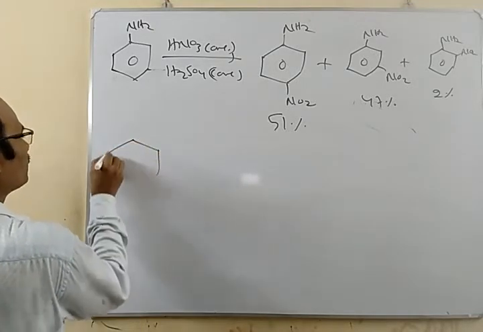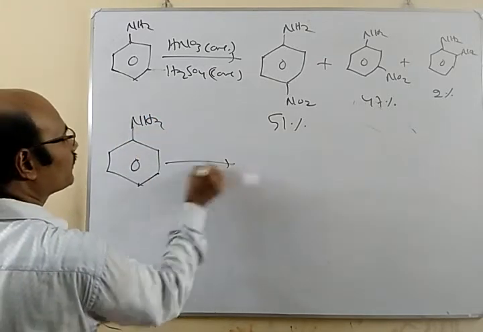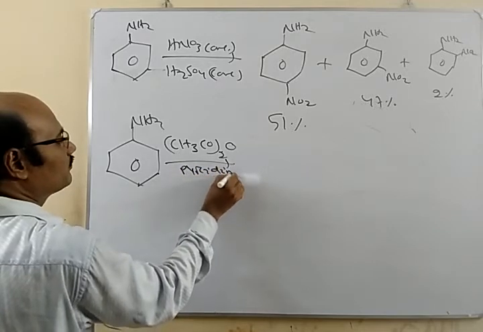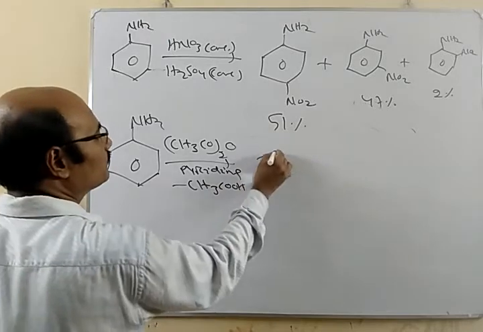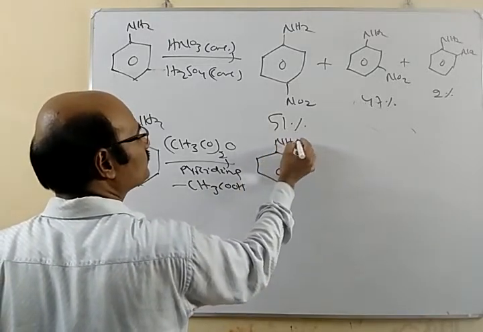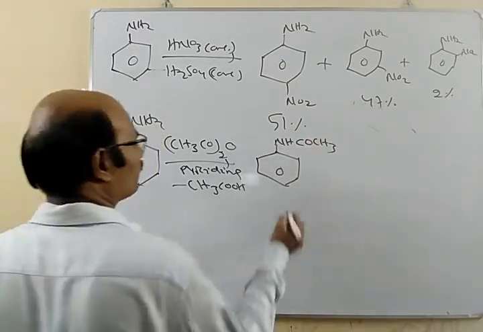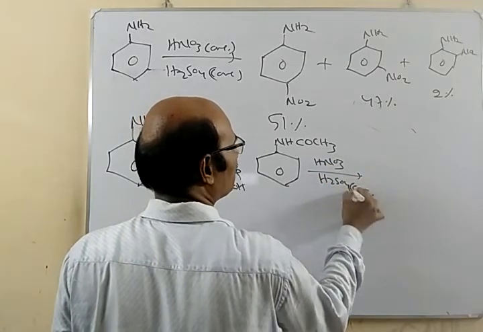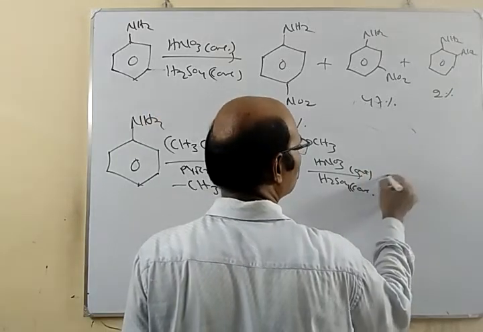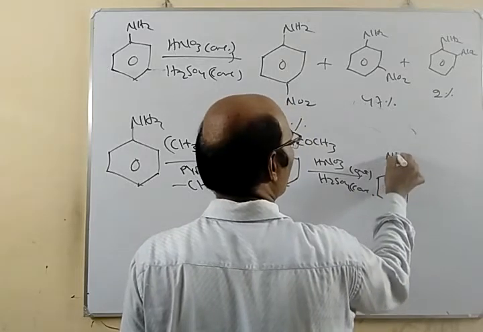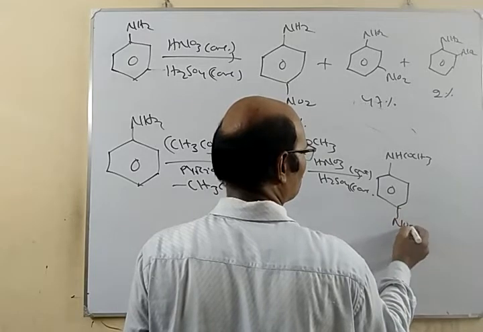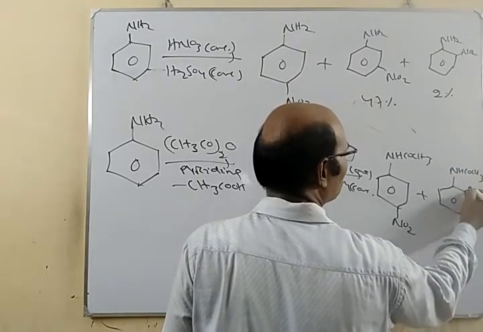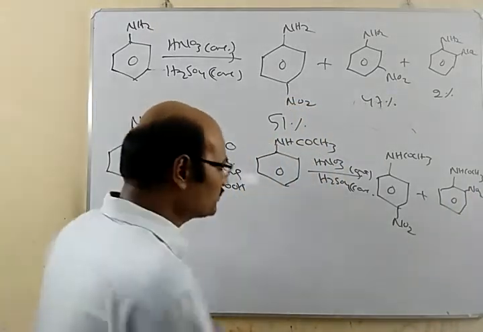So if I take NH2 with (CH3CO)2O and pyridine, we get NHCOCH3. Then, with HNO3 and concentrated H2SO4, here I will get the para NHCOCH3 NO2 compound plus the ortho NHCOCH3 NO2 compound.